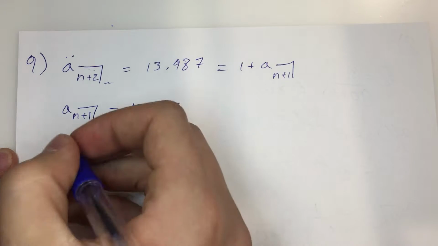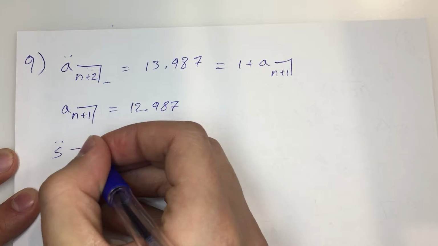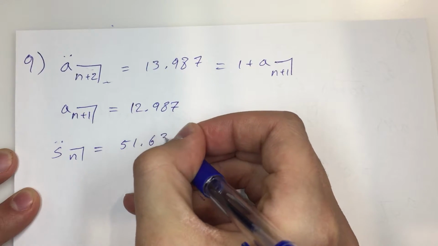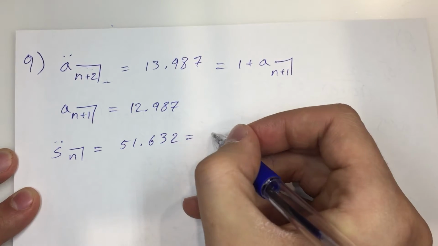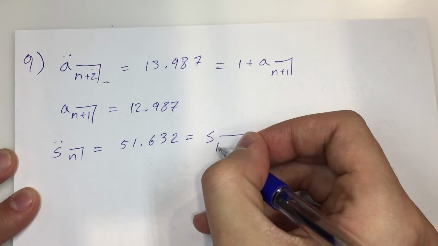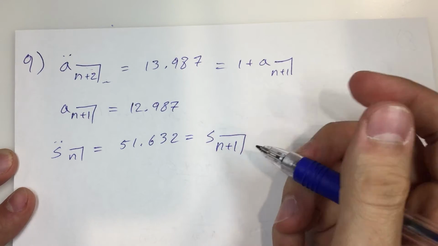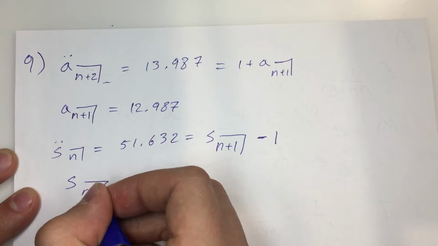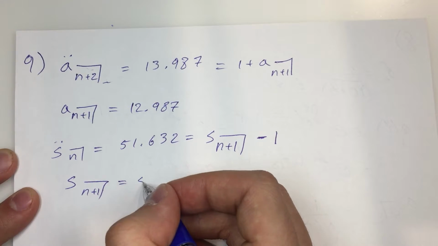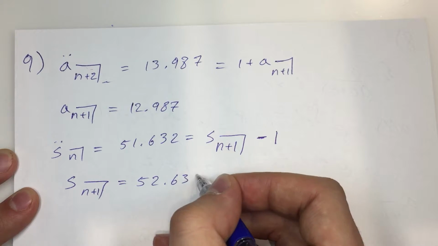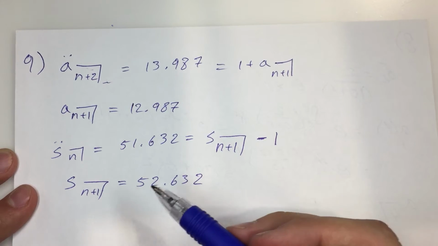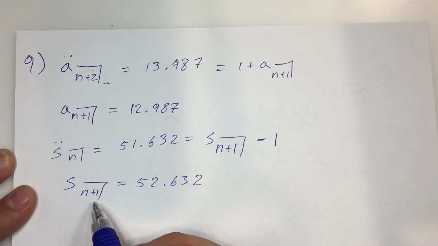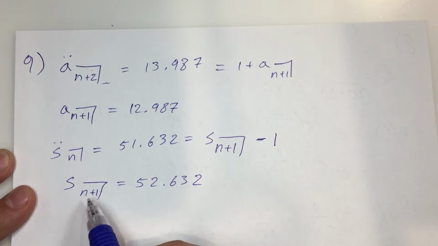Now for our second equation, we have S double dot angle n, which equals 51.632, which we can also rewrite as S angle n plus 1 minus 1. Therefore, S angle n plus 1 will equal 52.632. And what this achieved is getting an annuity immediate and an S angle n plus 1 for the same time frame.